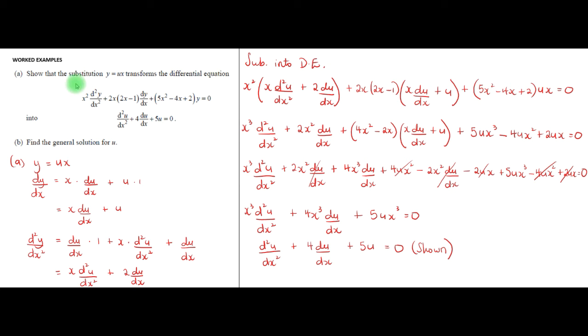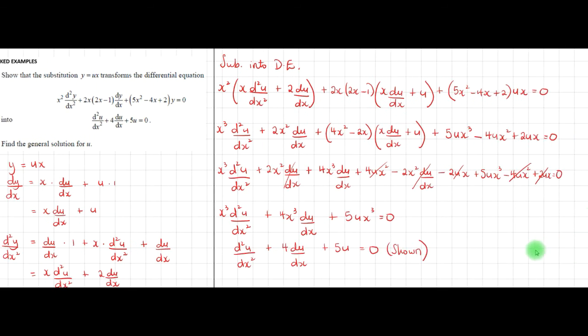We were able to use the substitution given to reduce this second order with non-constant coefficients to a second order with constant coefficients. B now is asking us to find the general solution for u. So we're going to use our knowledge of solving second order differential equations with constant coefficients to solve this for u.